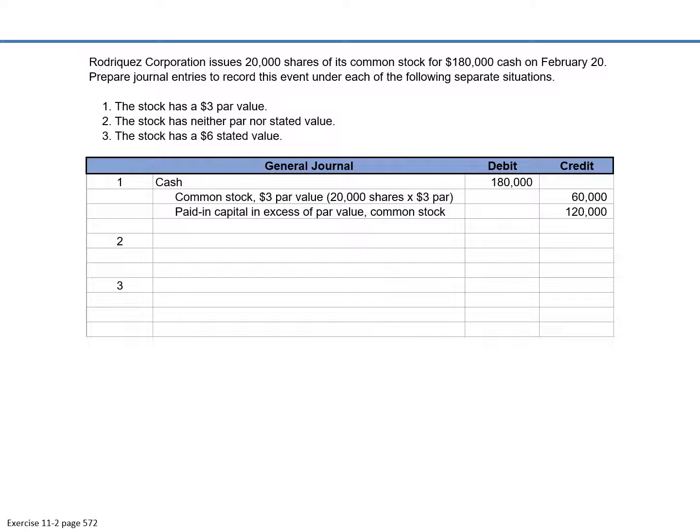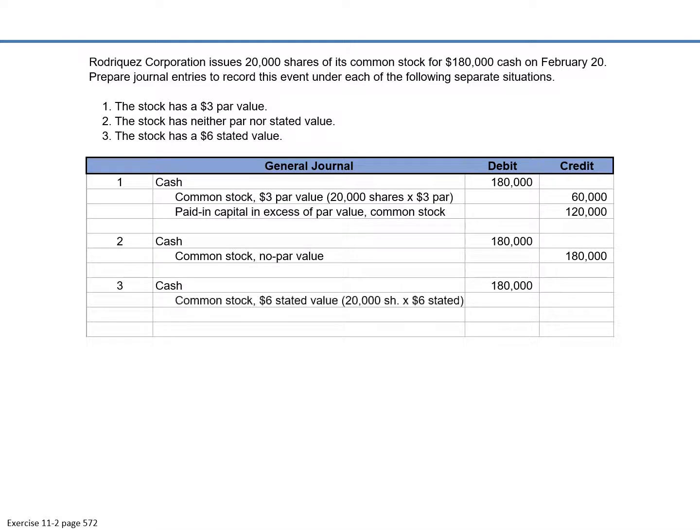And in situation number 2, the stock has neither par nor stated value, so we're just going to record a debit to cash and a credit to common stock for the $180,000. And in situation 3, it has a $6 stated value, so our cash is still going to be a debit of $180,000. We're going to credit common stock, stated value, at the $6 per share times the 20,000 shares. So that's $120,000. And then the excess gets put to paid in capital in excess of stated value, common stock. So that's $60,000.